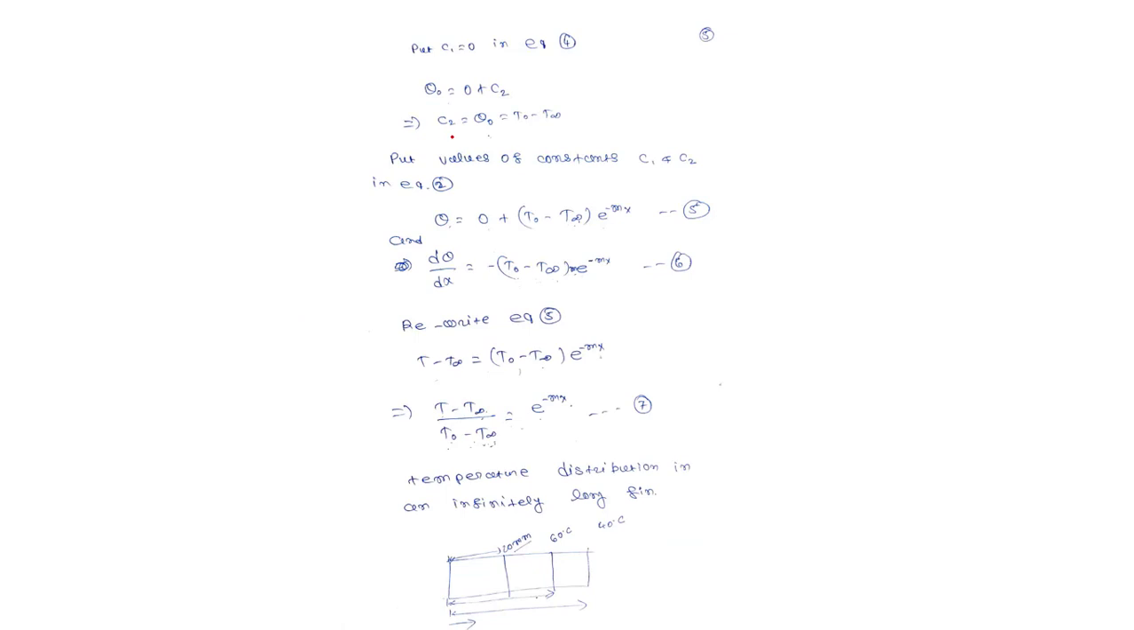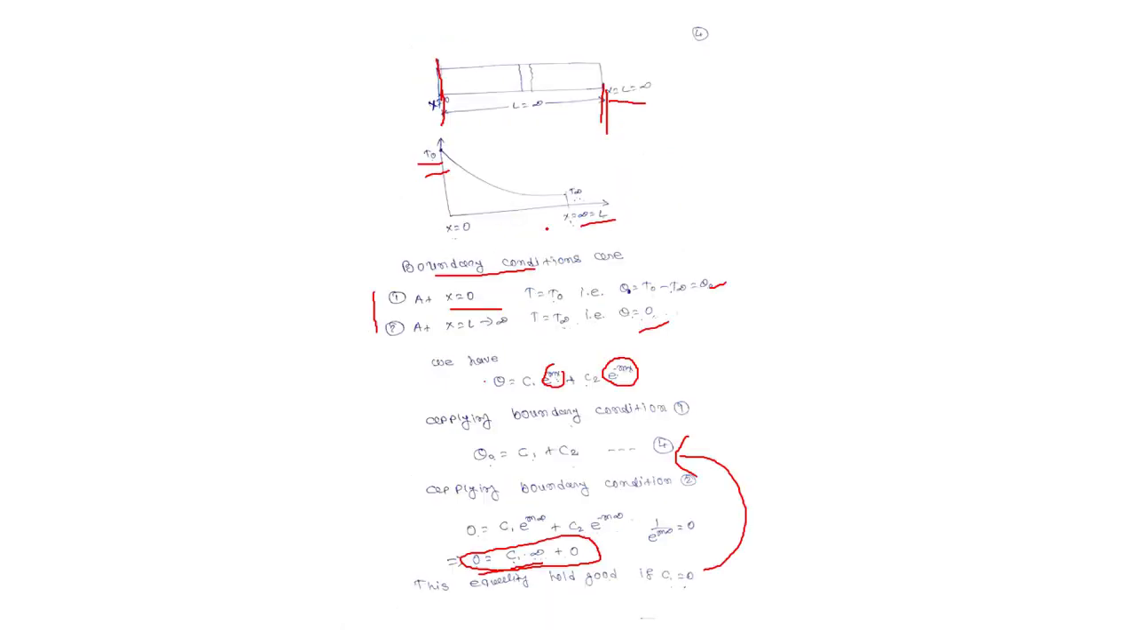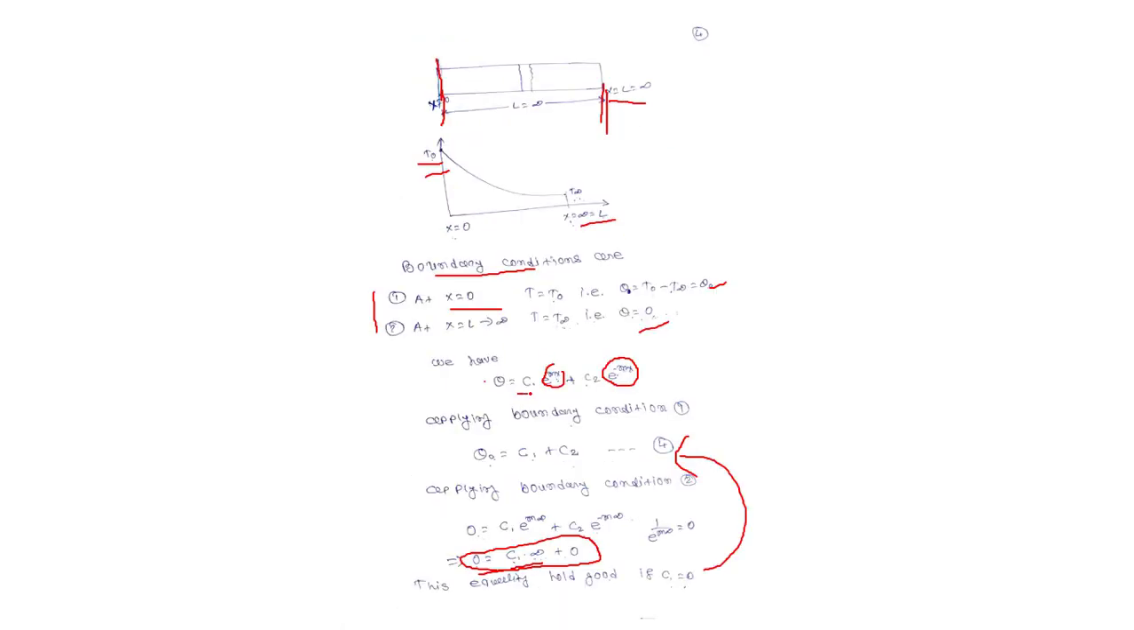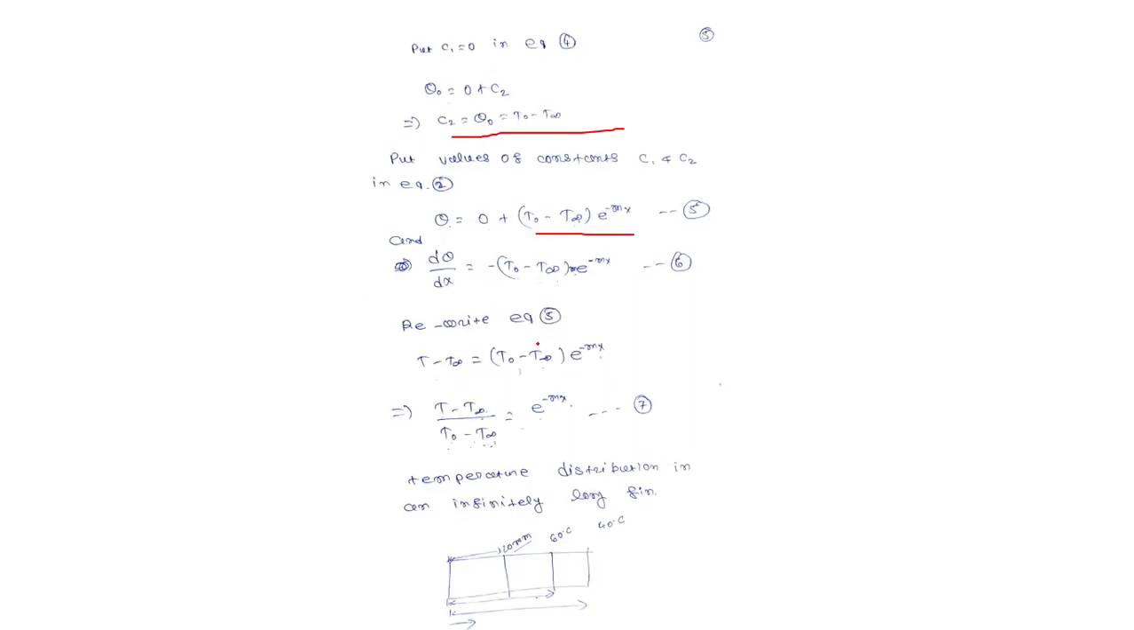So we will get C2 is equal to theta 0, which is equal to T0 minus T infinity. Now we have the value of C1 and the value of C2, and we put them in our previous equation. So theta is equal to 0 plus (T0 minus T infinity) e raised to minus mx, as the C1 term becomes 0 and the C2 term remains.